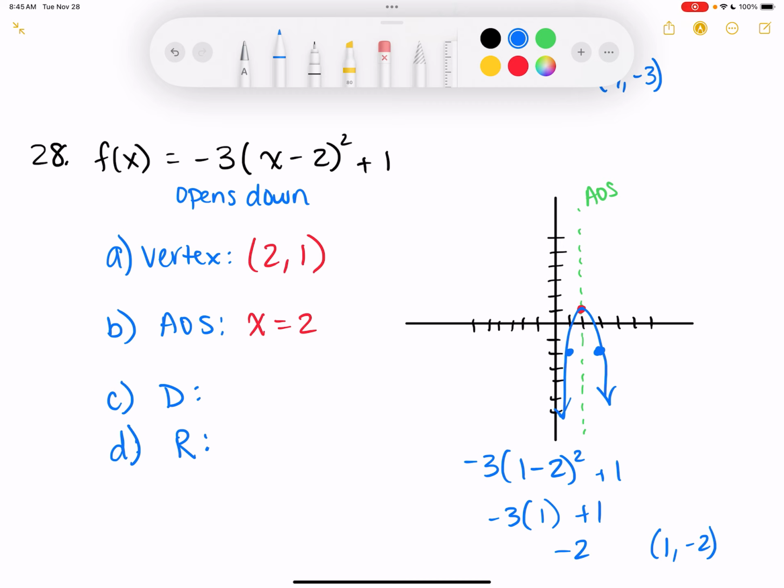So what's my domain for the parabola? Domain, x values. 2 to infinity? Domain, all real numbers. That was range, wasn't it? Alright, now try range. 2 to infinity? Y values. 1 to infinity? Oh my goodness. Negative infinity to 1, including 1.